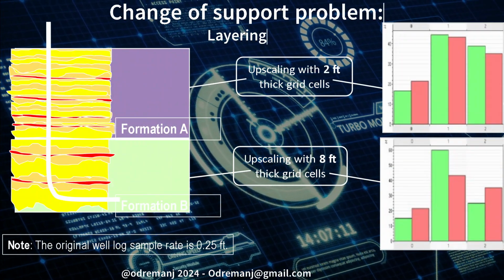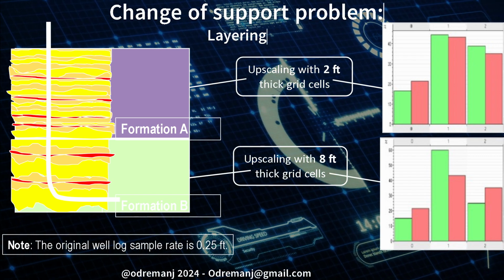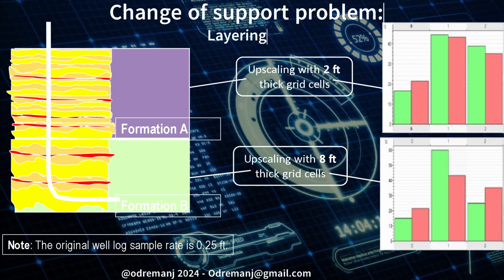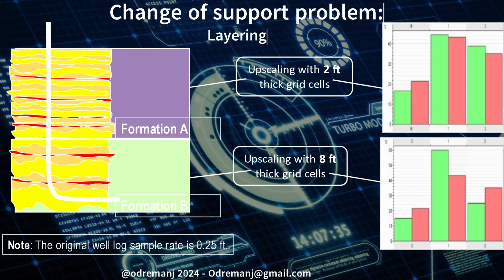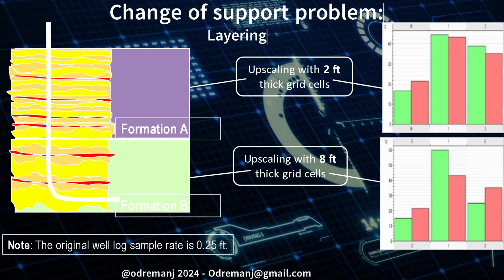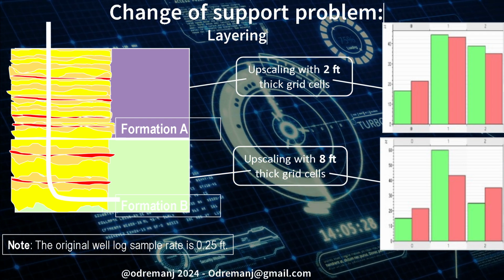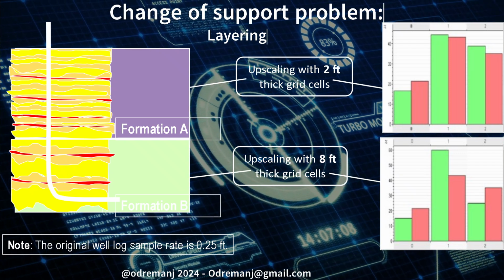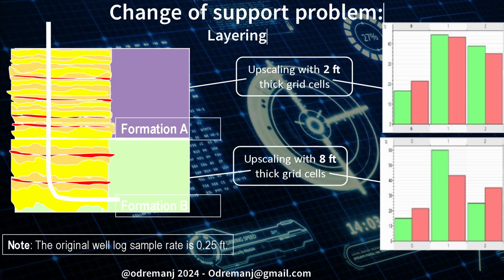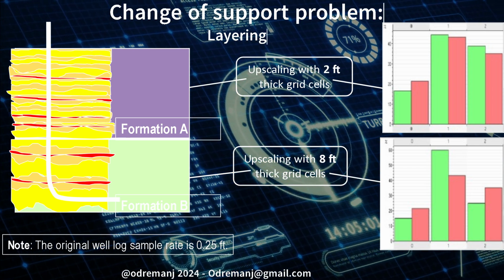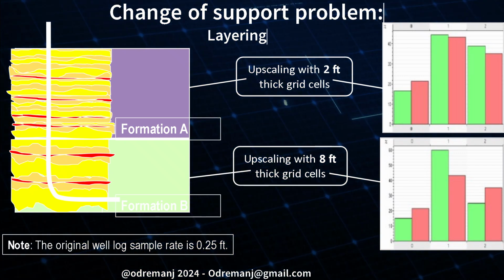This slide addresses the change of support problem related to layering during upscaling. It shows the impact of grid cell thickness on how data is represented. Original data. The well log data was originally sampled at 0.25-foot intervals. Upscaling with 2-foot cells. When using smaller, 2-foot-thick grid cells, the upscaled data retains more detail, preserving the variability of the original layers as shown in the histogram.